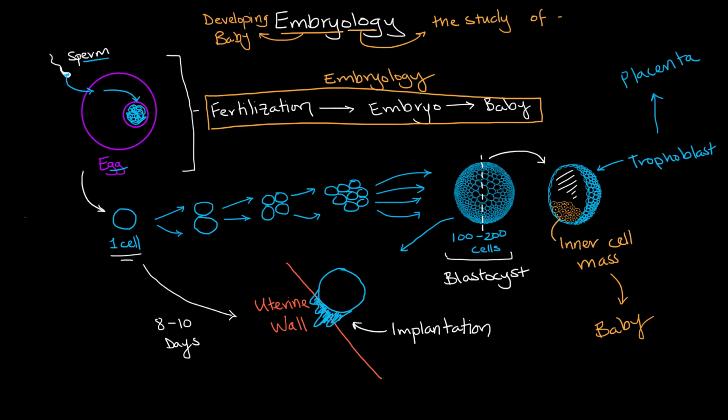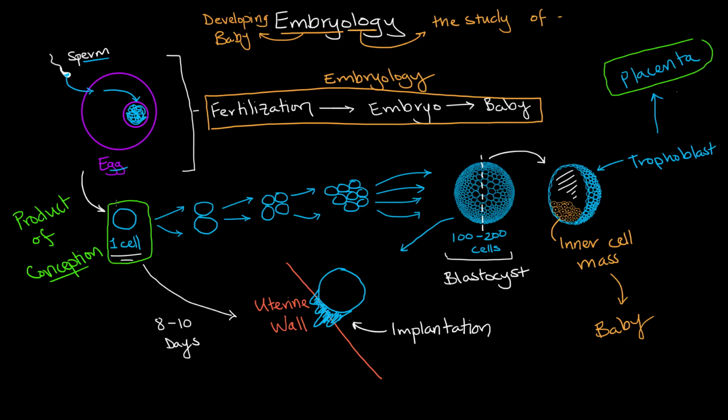The last thing that I wanted to talk about is the concept of products of conception. Conception is just this whole process of fertilization. So anything that develops from this initial cell of the sperm and egg coming together is considered a product of conception. Your placenta would be a product of conception, the baby would be a product of conception, and there are other things that could be included that we'll talk about in another video.